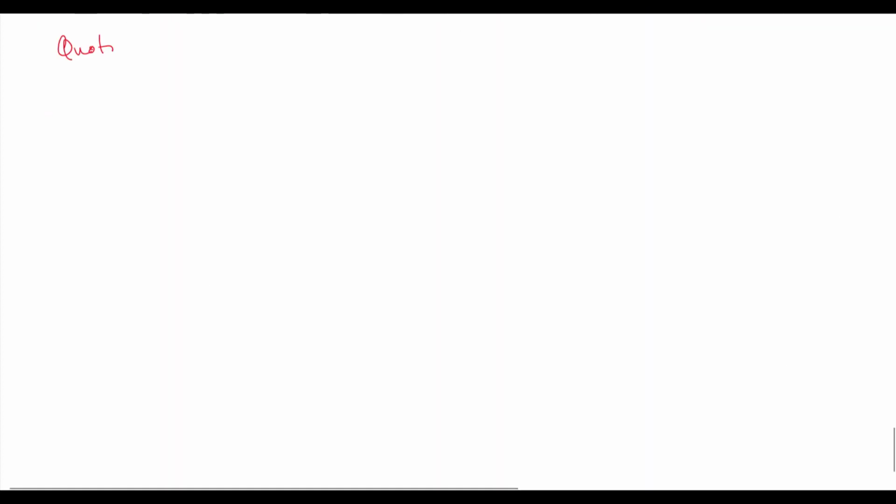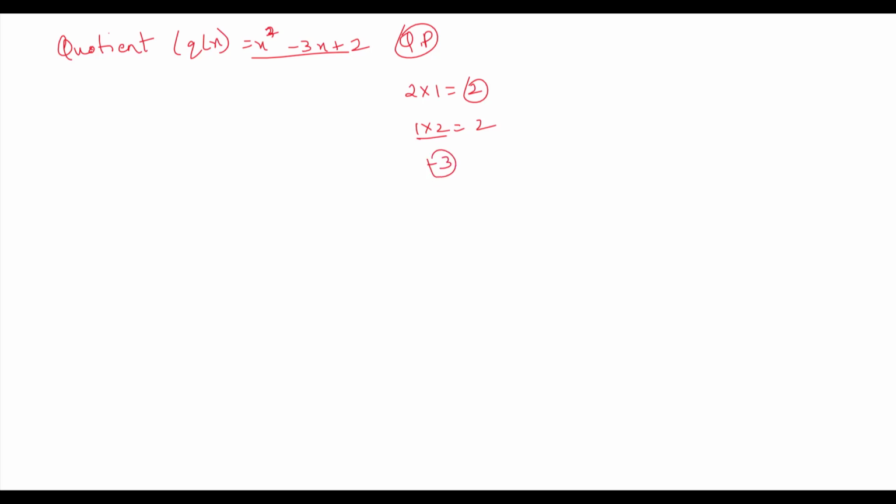Here the quotient that was found is q of x, that is x square minus 3x plus 2. How to solve this? This is a quadratic polynomial. Just by using the splitting method we can find the factors. 2 into 1 will give us 2. What are the factors of 2? 1 into 2. So we need the middle term as minus 3. We'll use minus 1 and minus 2 so that you'll get minus 3.